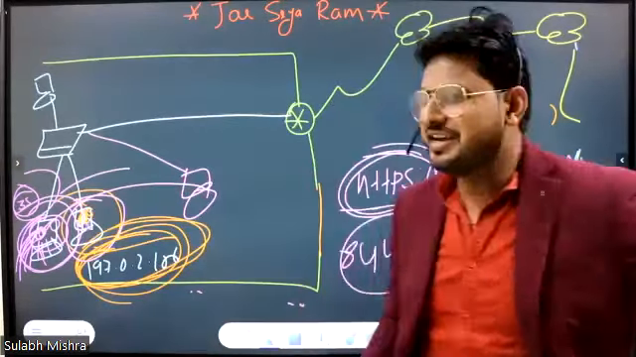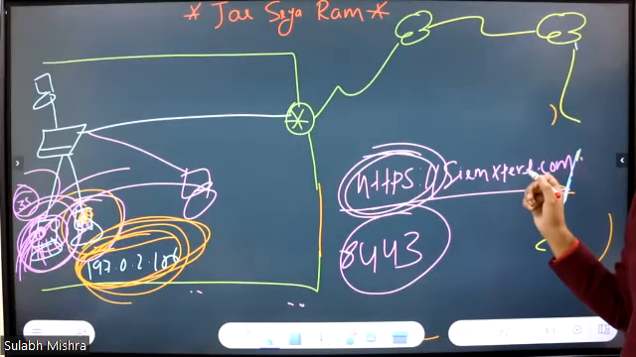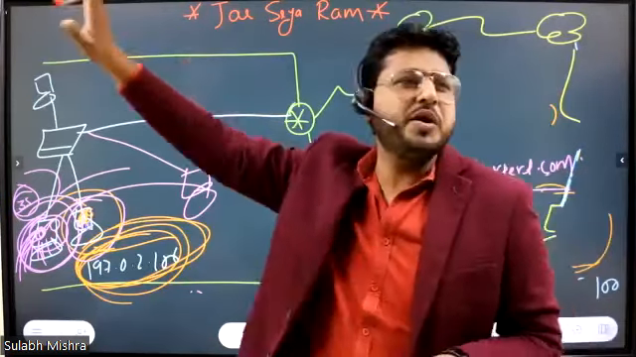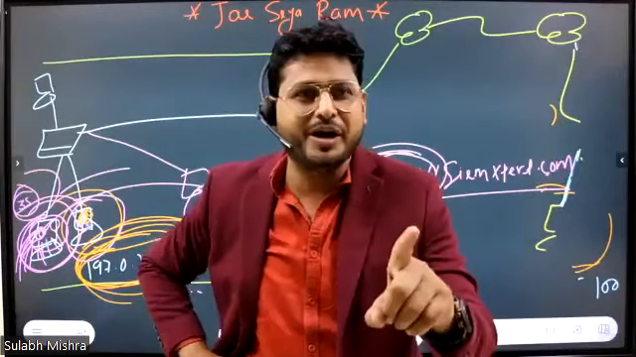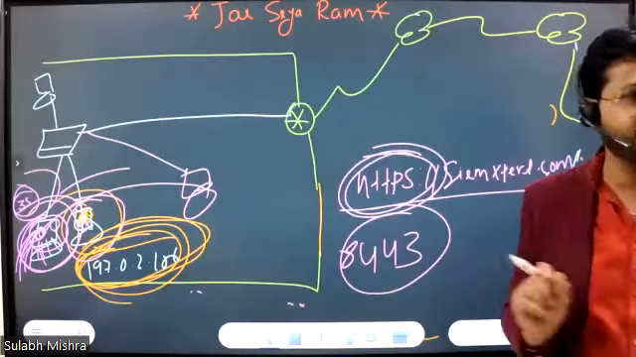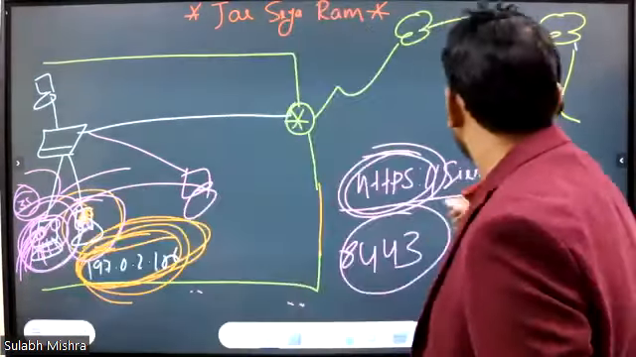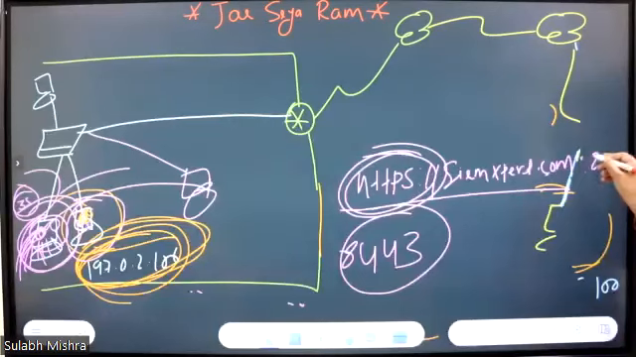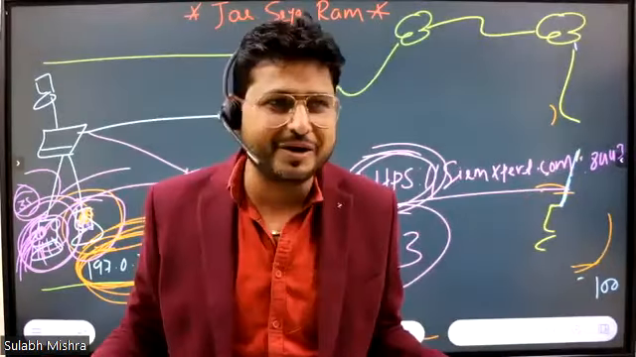But if you just enter https://simexpert.com, the browser will only send the packet to port number 443, because the default port number for web access over HTTPS is 443. If you have deployed some other port number, then you have to write a colon and the port number. Yes or no? But people may not be aware of what port number you are using, right?